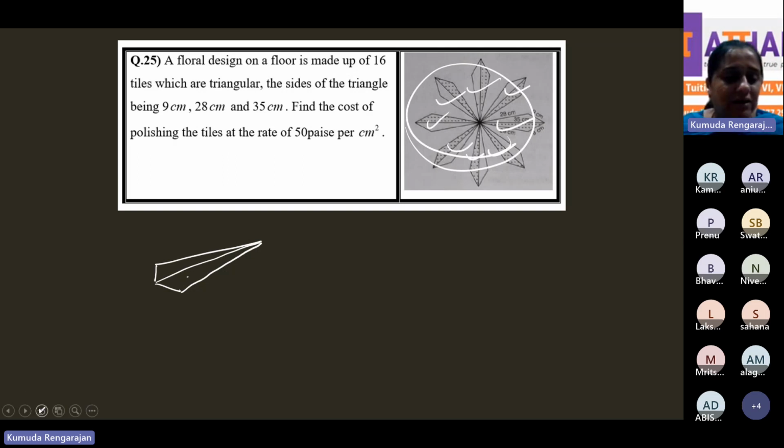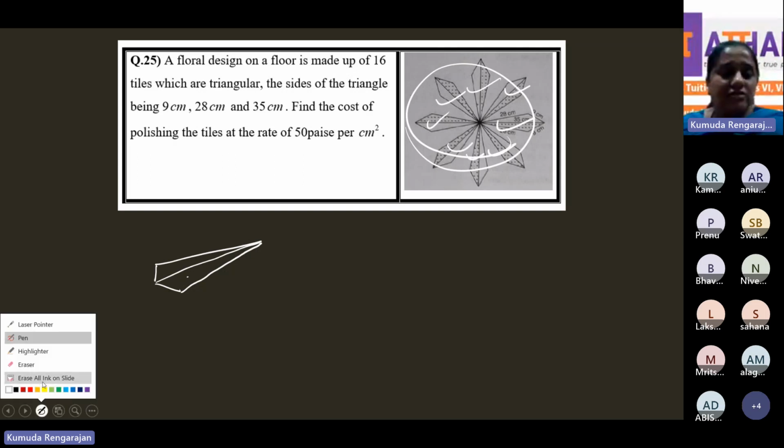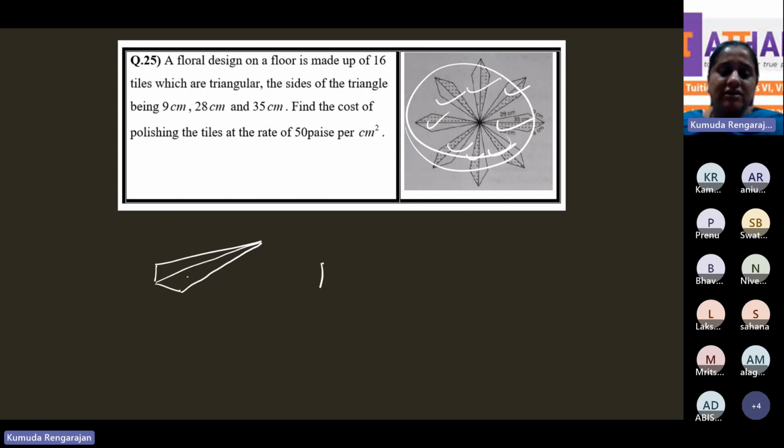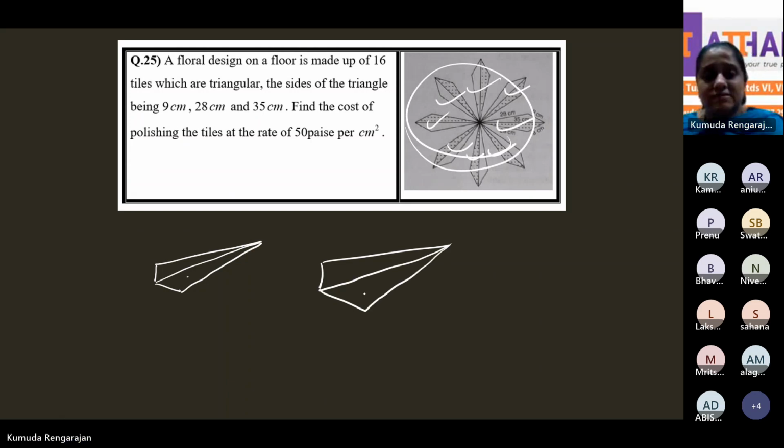How are the petals made? By joining two triangular tiles. There are 8 petals. They are made by joining two triangular tiles. This is one tile, and similar to this, another tile like this. So the area of one petal is the area of the two triangles.